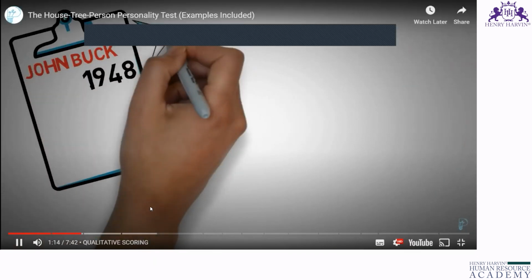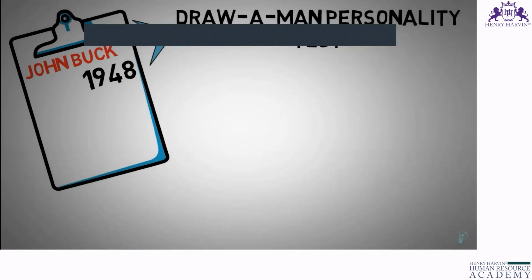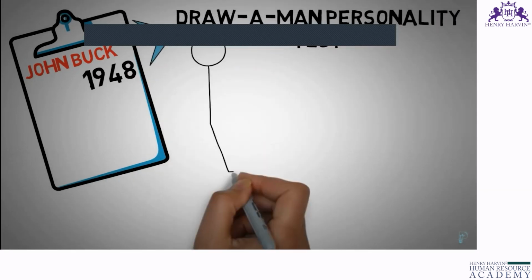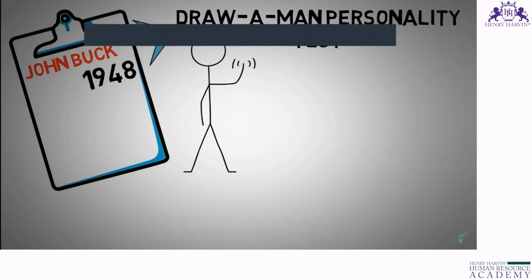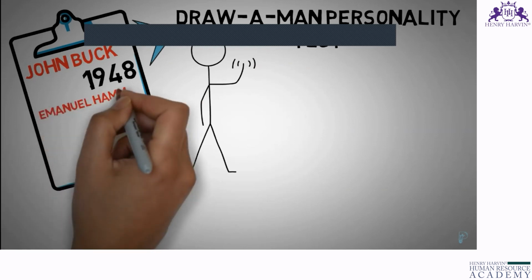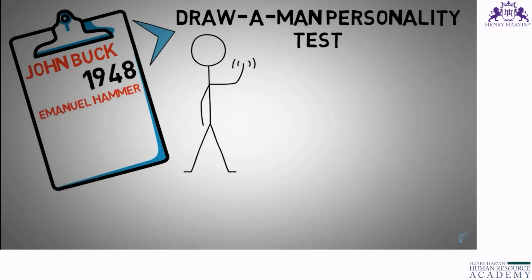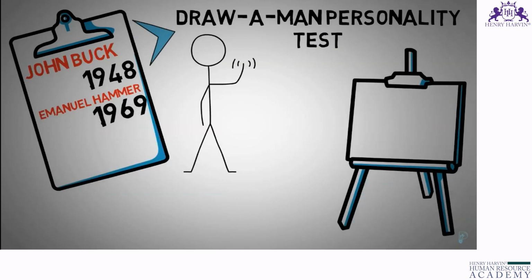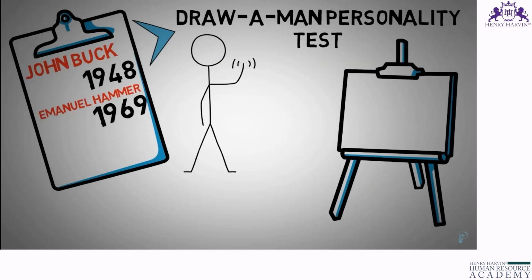Based on the Draw a Man personality test, created by Florence Goodenough in 1926, it was originally designed to assess children's intelligence. Buck further updated the House Tree Person test, together with the psychologist Emanuel Hammer, in 1969. The House Tree Person test is one of the most widely used projective tests for children and adults and is suitable for any individuals aged 3 and older.